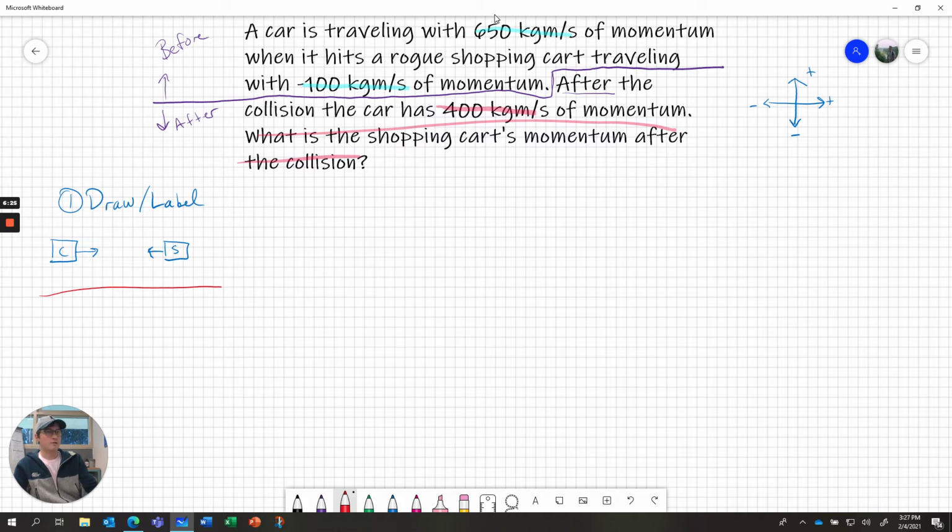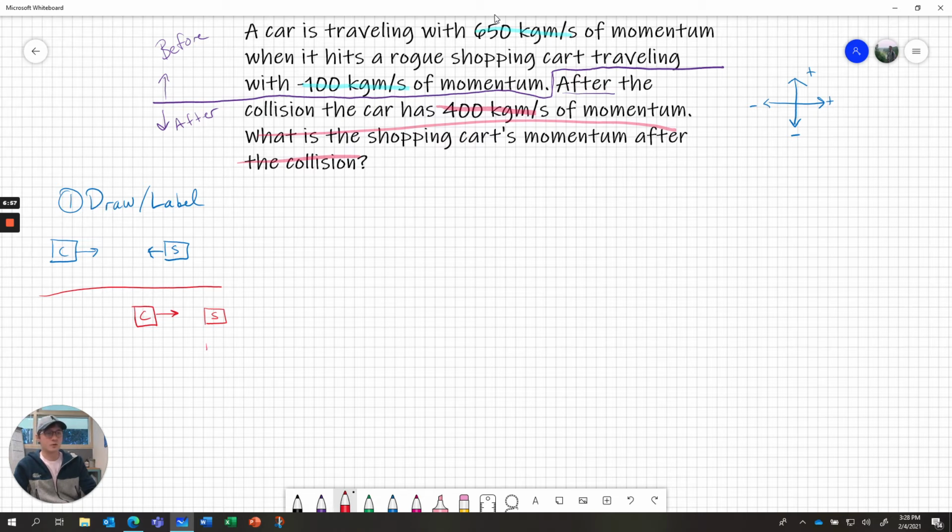After this collision, below, the car has 400 kgm over s, so that's positive, so it's going to the right. And the shopping cart is what we need to figure out. We need to figure out its momentum. It doesn't tell us whether it's going to the right or to the left, so I'm just going to put it here. I'm not going to give it an arrow. I don't know what's going on with it right now. That's what we need to figure out.